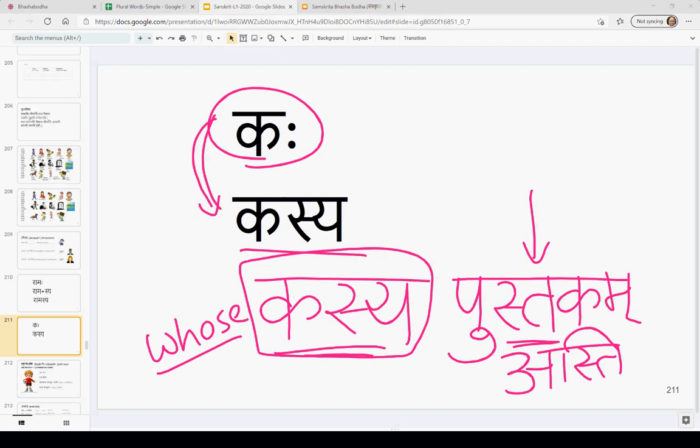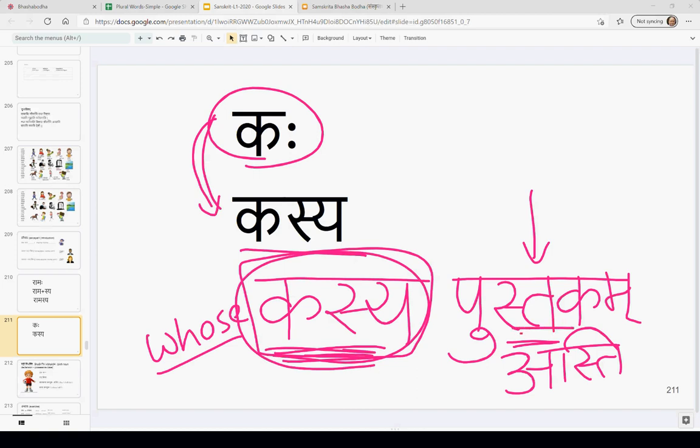We are using a pullinga word, thinking that if a pustakam belongs to a boy, that boy is a pullinga word, right? Balaka is a pullinga word. So thinking that this pustaka belongs to some word which is a pullinga, for that purpose we are using this kasya in pullinga form. If the pustaka is belonging to a girl, a feminine word, then we should not use kasya. We should be using a different word which is in strilinga. So we'll see that later.